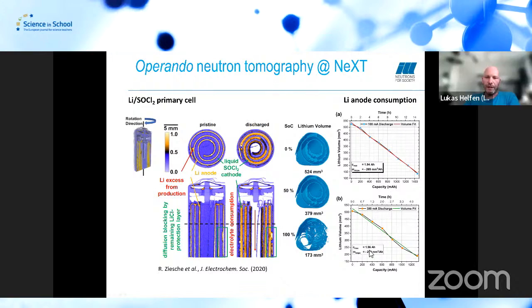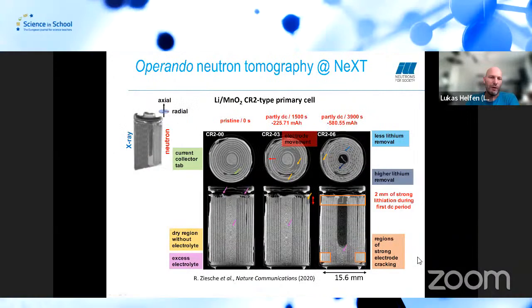You can do that for different currents, for instance, different discharge currents. Here are 300 milliampere and 100 milliampere discharge currents, and you get then to something like a capacity of 1.4, 1.2 milliampere hours that you can draw out of the battery. The same here is now for the different materials, the manganese oxide primary cell again. So you cannot charge it, you can only discharge it.